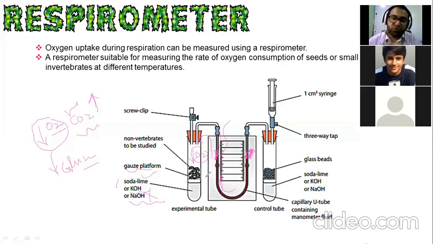If there is no soda lime and this liquid moves a little bit toward the right side, then carbon dioxide production is more than oxygen consumption. It means carbon dioxide production is more than oxygen production, right? Good. Up to here, I think the concept is clear. We will utilize this concept later on.